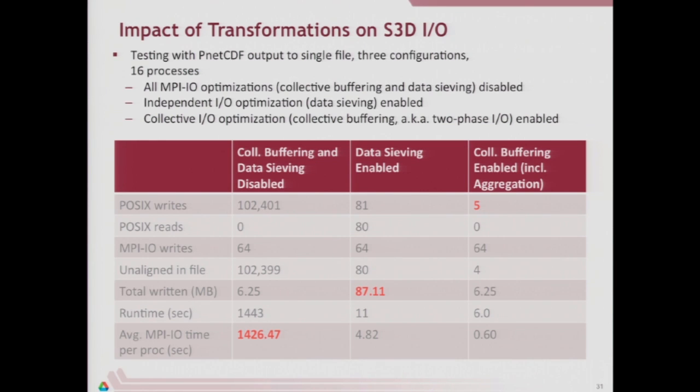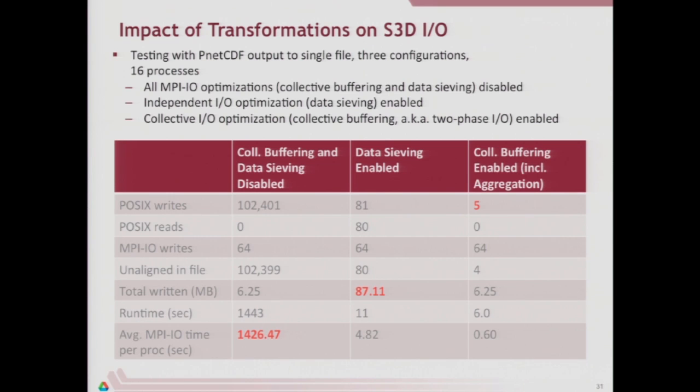2 of those were aligned in the file. They got lucky on 2 out of 100 and something thousand, right? So they got false sharing for most of them. They wrote a total of 6 megabytes. This is a small run, so 16 processes. It took 1,400 seconds for the I/O to complete at an average MPIO time per process of almost all that, 1,400 seconds. Okay, so then we turned on data sieving.